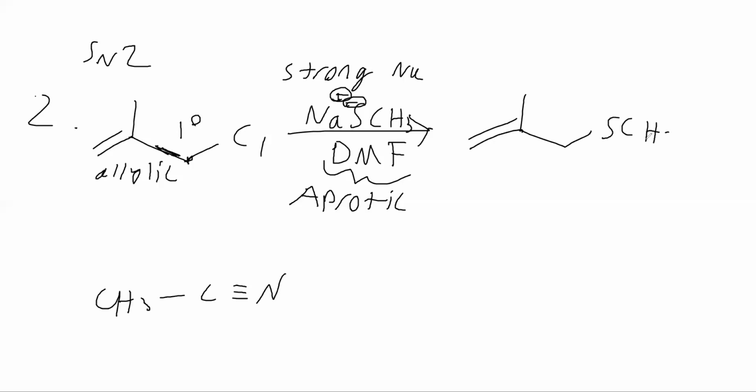So the nucleophile is the SCH3. That's what substitutes for chlorine. And there's no chirality because there's two hydrogens here, so I don't show a dash or a wedge for the product. Okay, like always, feel free to stop me with questions if I do something that's confusing.